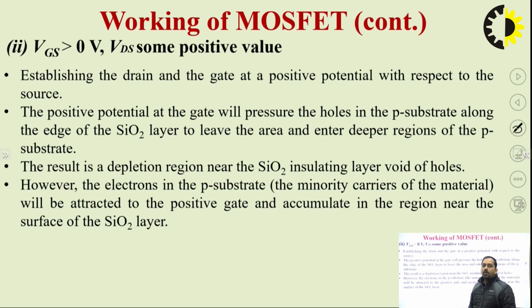So the minimum requirement for the flowing of current between the drain and source terminal is to establish a channel.